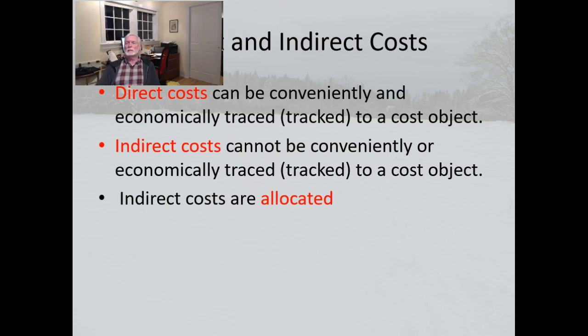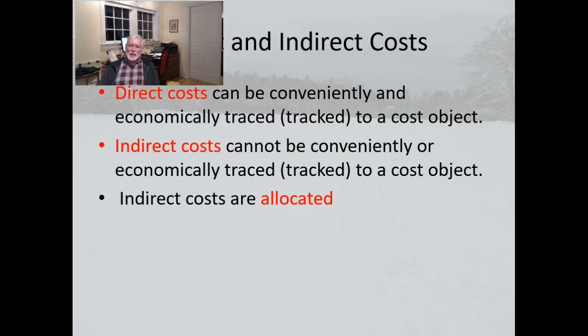Direct costs are costs that can be conveniently and economically tracked to a cost object. So if there's a cost that's directly related to the X5, it's easy to track that cost directly to the item, and that's clean. We're really comfortable with direct costs. Direct costs are generally very accurate. We know exactly what went into the automobile or whatever the product is, and we can track them directly.